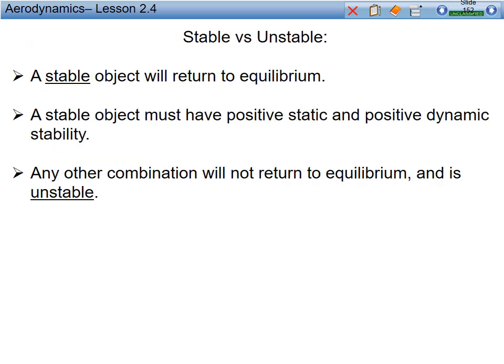Now that we understand stable and unstable conditions, both in static and dynamic, we can understand what makes an object stable and what makes an object unstable. A stable object will return to equilibrium. A stable object must have positive static and positive dynamic stability. All other combinations will not return to equilibrium, and therefore are unstable.